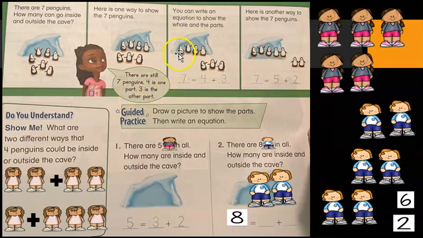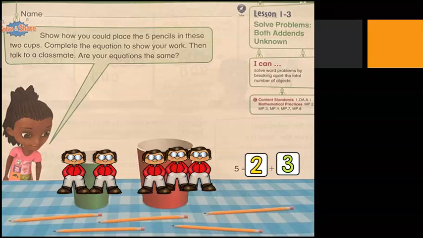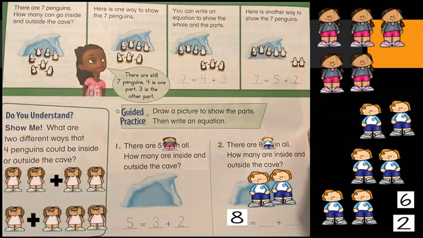Now look here, we're going to look at our picture here, okay? This is similar to what we just did here, okay? Look at your screen. We did the same thing here, okay, with these boys. It's similar to what we did, okay? Now, first graders, how many penguins are still inside the cave? How many? 4. Look at that. 4 are still inside the cave.